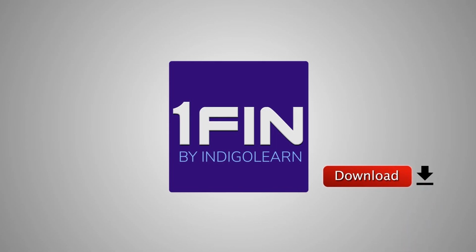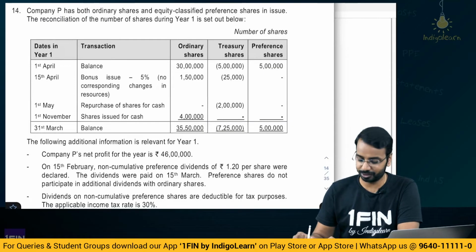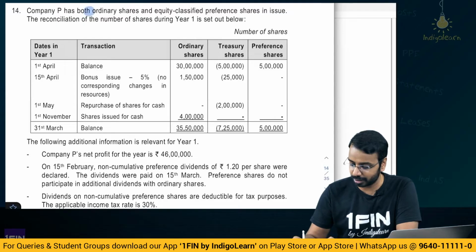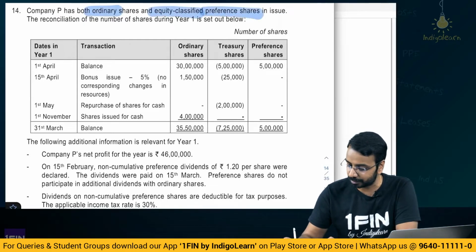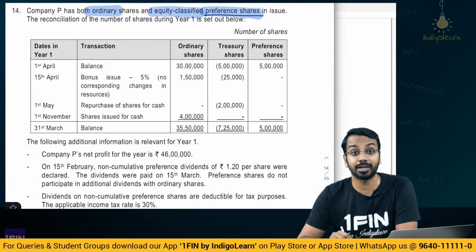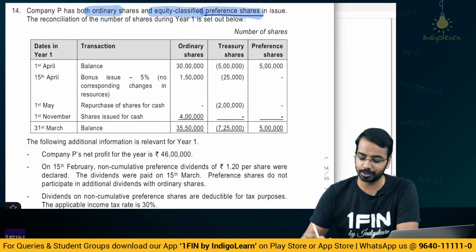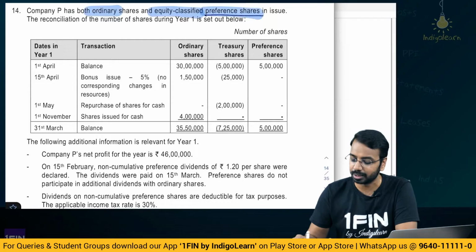Let's have a look at another question. Company P has both ordinary shares and equity classified preference shares in issue. So, they have preference shares which are classified as equity for the purpose of your financial instruments reporting. The reconciliation of the number of shares during year 1 is given below.